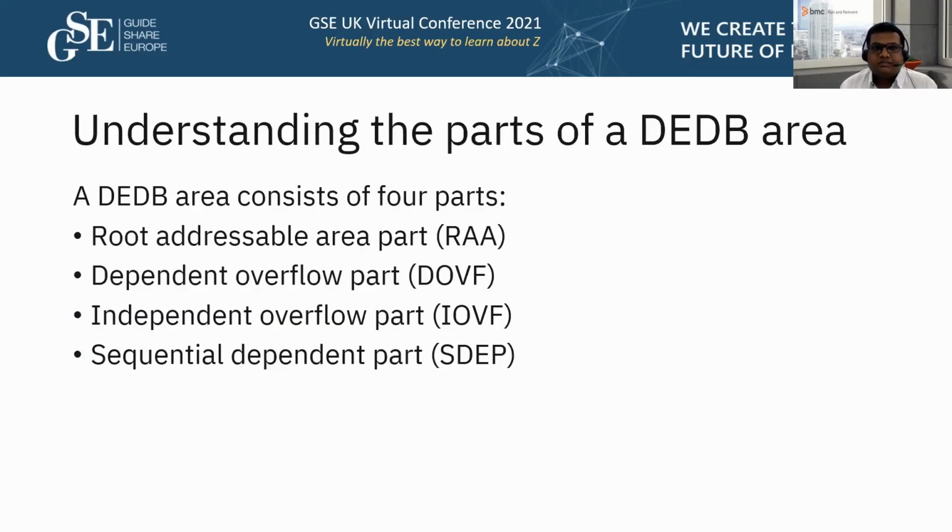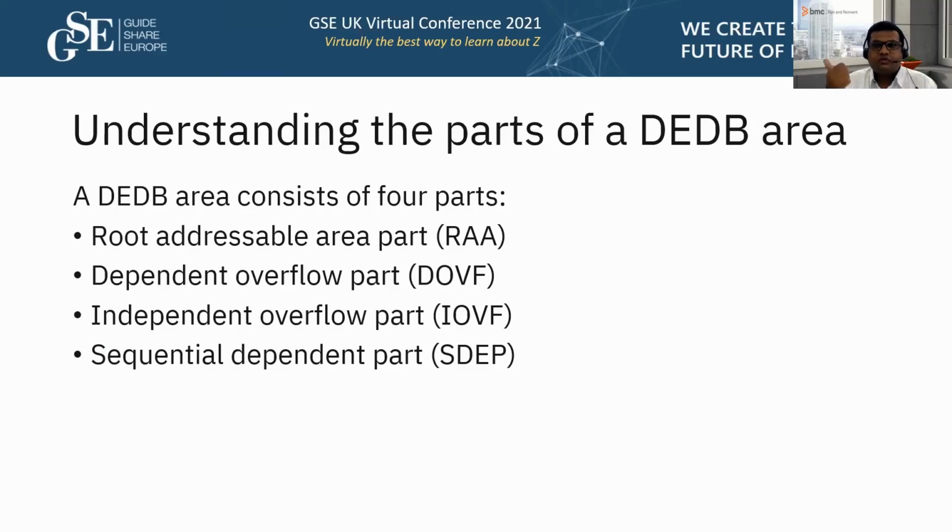Okay. As I mentioned, the very important thing is to understand the different parts of the DDB area. There are primarily four different parts in the DDB area. One is the root addressable area, then there is a dependent overflow area, then there is an independent overflow area, and then there is a sequential dependent part. So a DDB area is nothing but one single VSAM ESDS, and on top of that ESDS, there is a structure laid out which IMS calls DEDB. That structure basically consists of these primary four parts, that is, root addressable area.